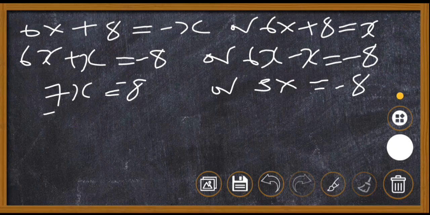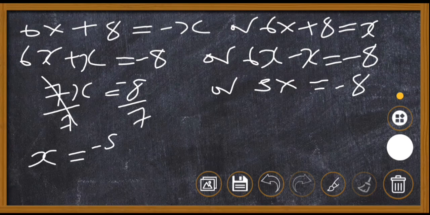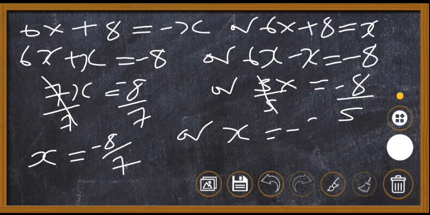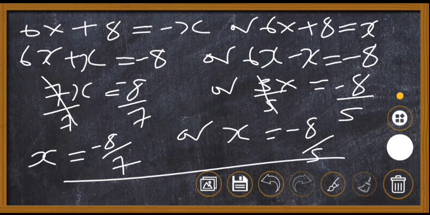So let's divide by 7 on both sides. In this case, we have x equals negative 8 over 7. And for 5x, it's 5 over 5 there, so our x also equals negative 8 over 5. If you want, you can simplify this further, but ending at this point is okay. But this is an improper fraction, so we have to leave it as a mixed fraction in this case.